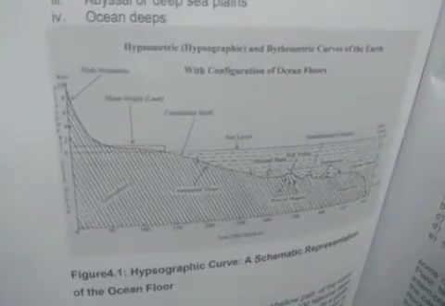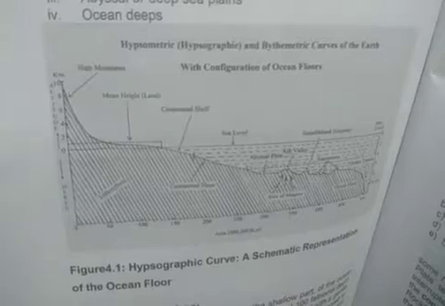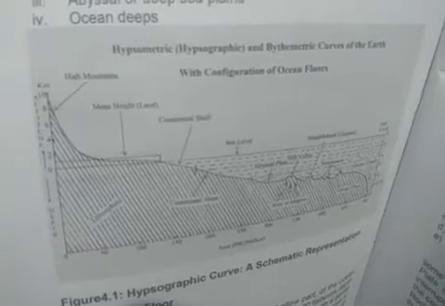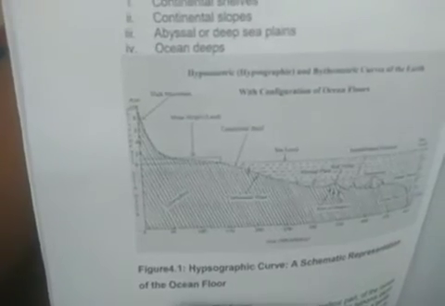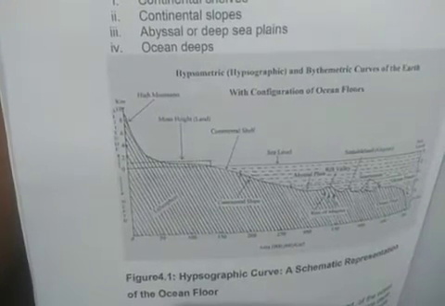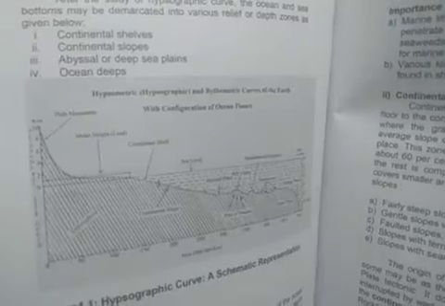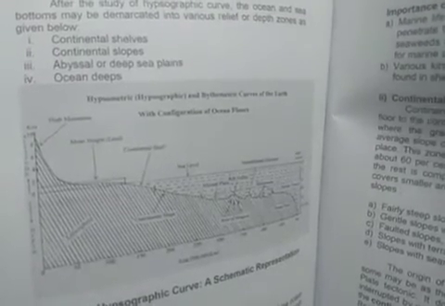After the study of hydrographic curve, the ocean and sea bottoms may be demarcated into various relief or depth zones as given below. First, continental shelves. Second, continental slopes. Third, abyssal or deep sea plains. Fourth, ocean deeps. Figure 4.1 Hydrographic curve, a schematic representation. Hypsometric, hydrographic, and bathymetric curves of the Earth with configuration of ocean floors.